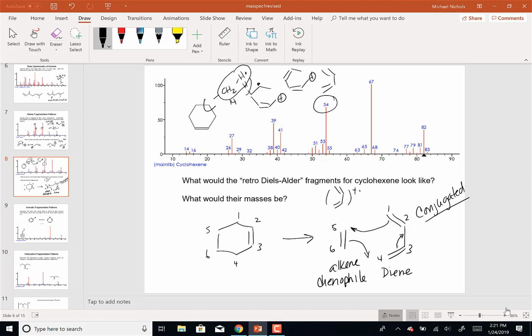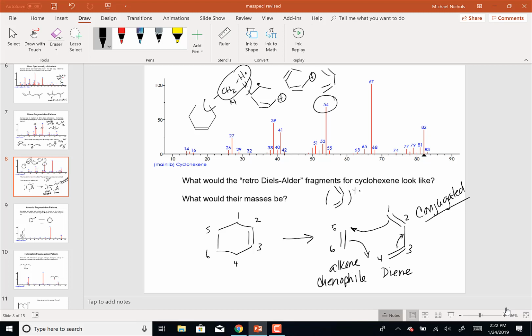You don't have to do that. Usually when we lose 15, it's just a methyl loss. So that's good. But the most important thing with alkenes is to form that allylic carbocation.